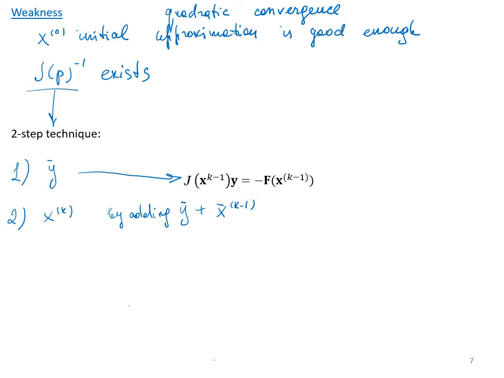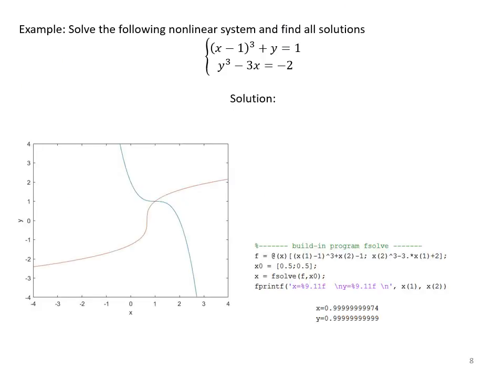So let's see how Newton's method works using an example. Solve the following nonlinear system and find all solutions. Assume that we have two equations and two variables. Our vector x has two components, x and y. And first, let's simply plot our equations. We will see that we have a unique solution at (1, 1).